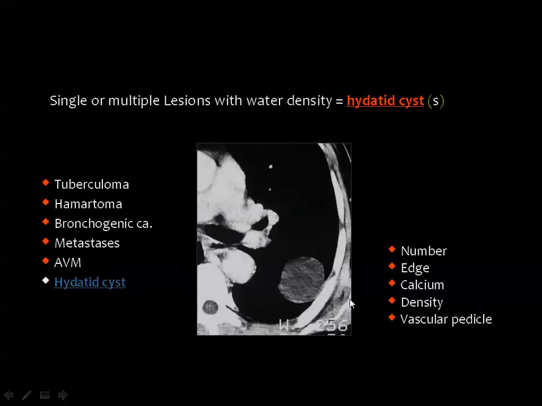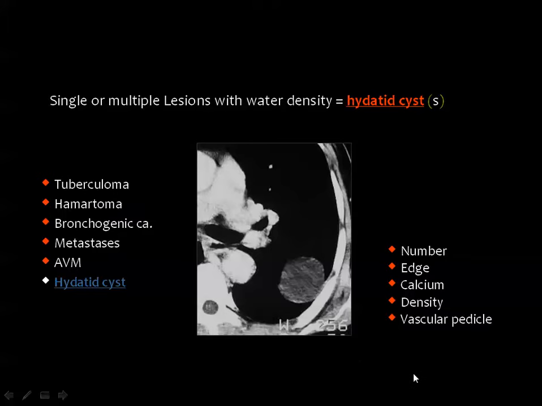And if you see a nodule which is containing water, and the water content cannot be confirmed unless you have a CT or ultrasound, the nodule containing water in the lung is nothing but the hydatid cyst. The hydatid cyst is the only nodule or mass containing water in the lung.